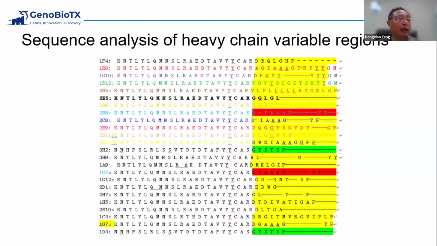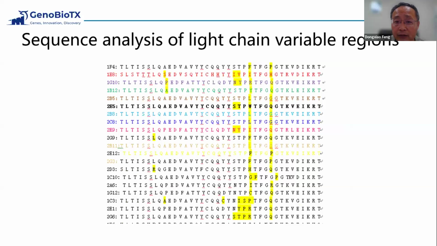For the next step, we conducted single B cell sequence analysis, RNA-seq. This is a sequence analysis of the heavy chain variable region. From here, you can see those are all human heavy chain sequences. This is the light chain sequencing result. These are all human light chain sequences.